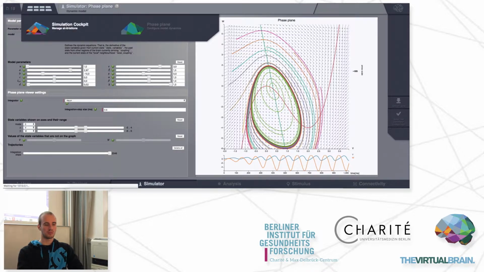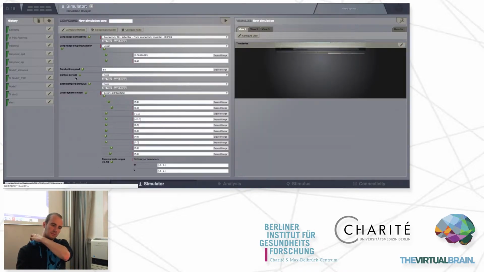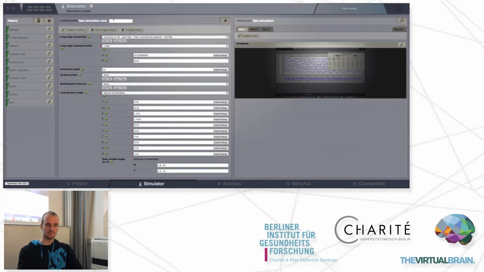Okay, so back to the simulation cockpit. Now we got to know our model, how it behaves if we increase this parameter A. Now we will use this to run a simulation. So we saw the connectome and we saw the local dynamic model, and these are the main two building blocks to run a simulation in TVB. So give the simulation a name, call it BCCN workshop.